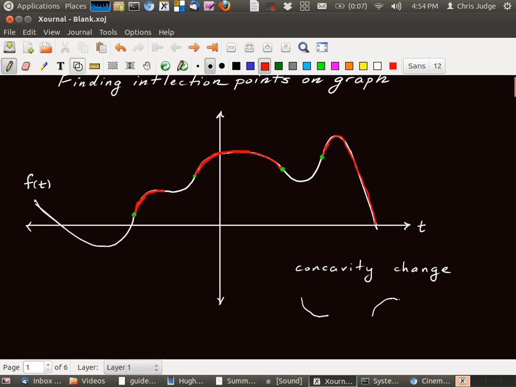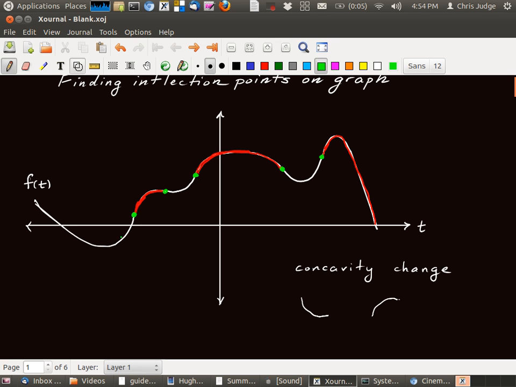We have an inflection point at this green point here. That's where the concavity changes, where we change the direction into which we're turning. We're no longer turning up, we're turning down, concave down. Then we have another inflection point where now we're turning up. We have an inflection point here because now we're going to turn down. Then we start turning up again. Then we turn down.